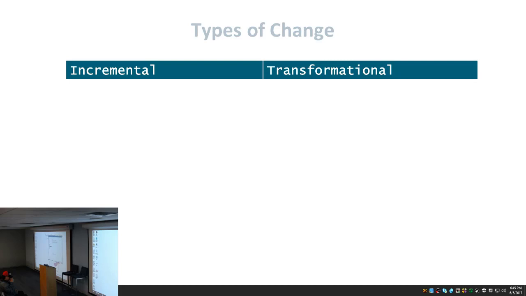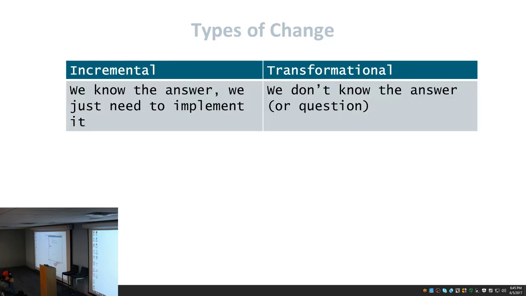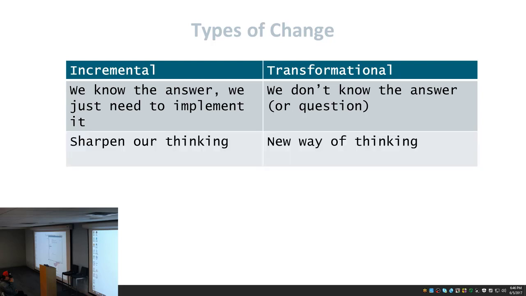Now, I'll help get this in focus. It's incremental versus transformational. With incremental change, you know what the answer is, and you just have to execute on it. You just got to implement it. With transformational change, often you don't know the answer. Sometimes you don't even know the question. It's over there somewhere, and I'm not exactly sure what to do, so you got to go struggle. With incremental change, you know what to do. You need to sharpen your thinking, but with transformational change, it really requires new thinking.